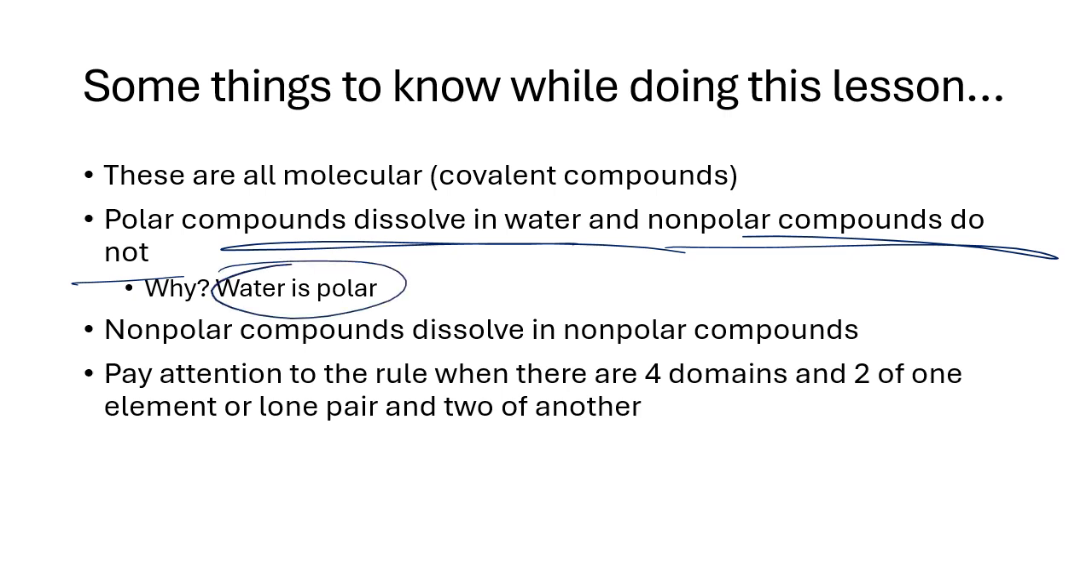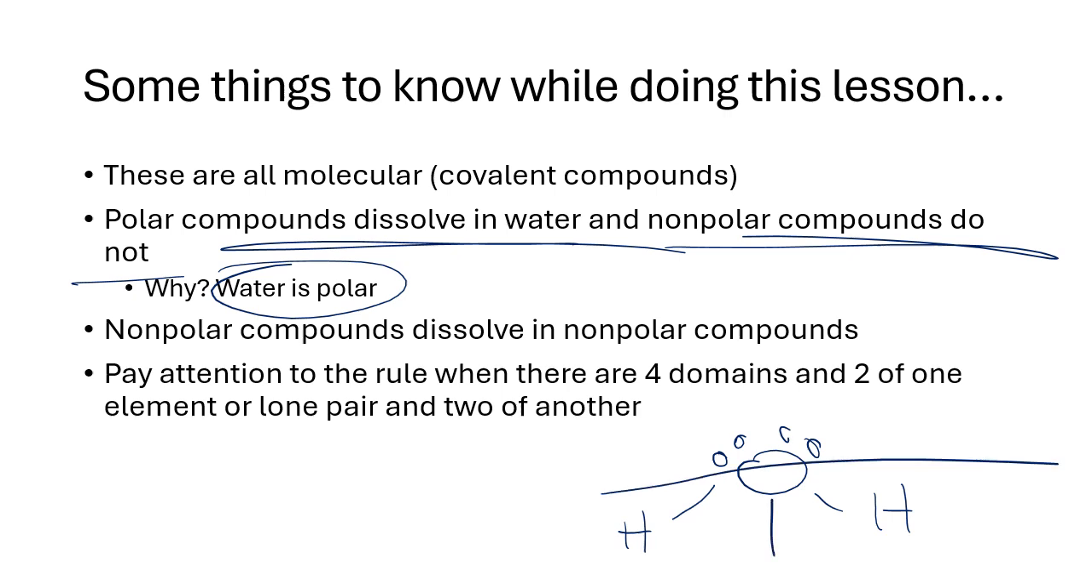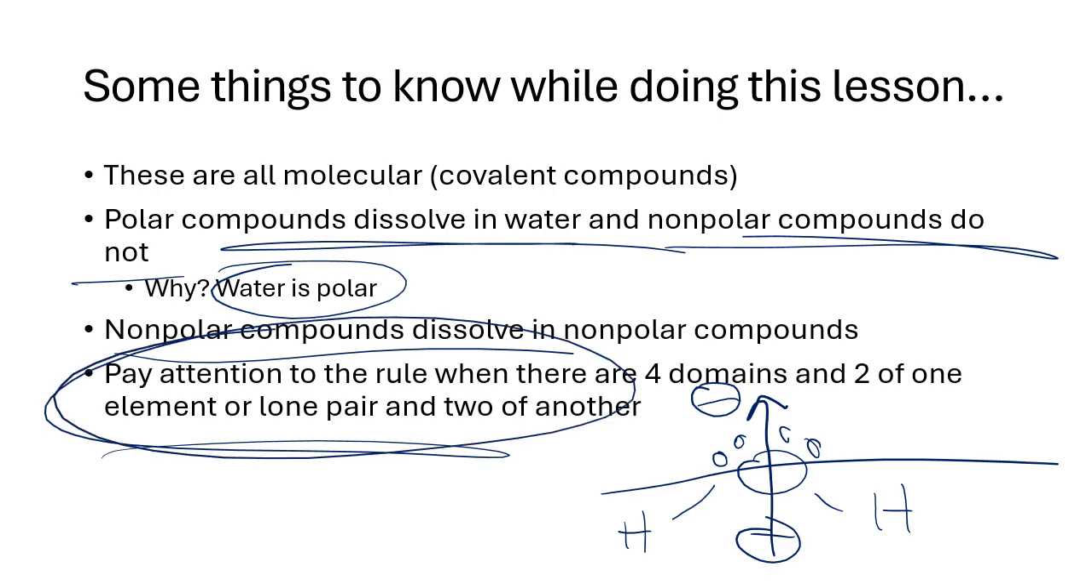Why is water polar? If we do the Lewis structure for water, you're going to learn why we draw it like this. That is polar. Why? Because it's non-symmetrical, or because oxygen pulls those electrons more. Therefore, it has a positive and negative end, but we'll be practicing a lot. Nonpolar compounds dissolve in nonpolar compounds, so oil dissolves in oil. And again, we're going through all this in class.